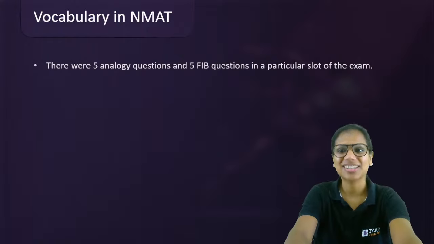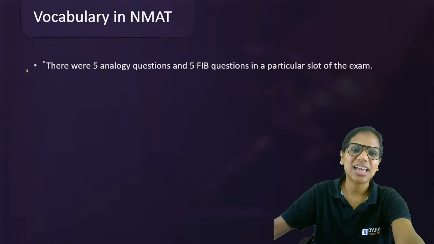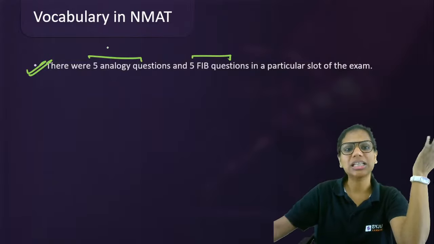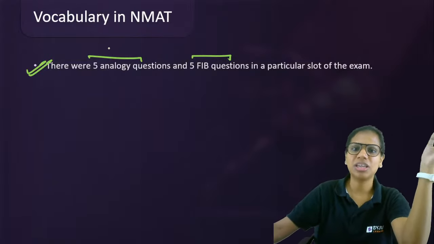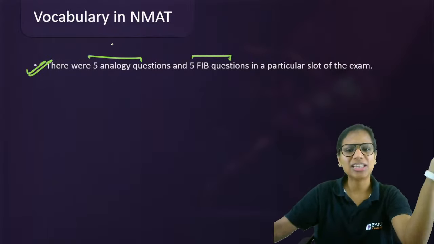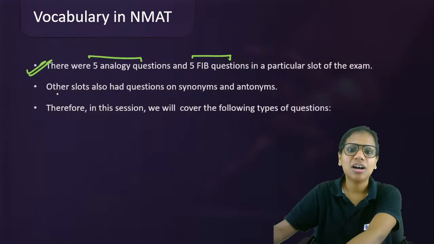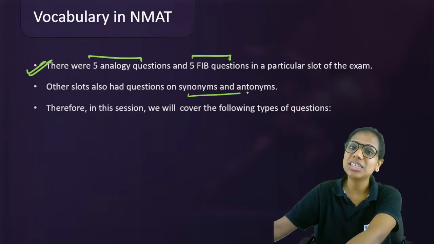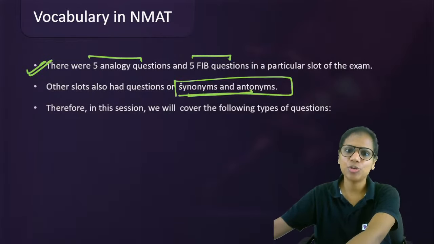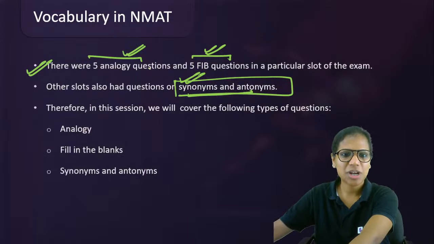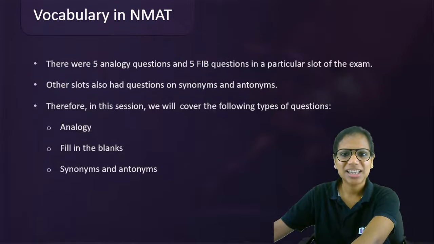Very important. In this slot, as I just showed you, we had 5 analogy and 5 FIV. In some slots, 6 analogy and 4 FIV. In some slots, 6 FIVs and 4 analogy. Those sorts of variations keep happening. Some other slots had questions on synonyms and antonyms as well. So we will be practicing synonym antonym questions along with analogy and FIV. Let's practice these question types.